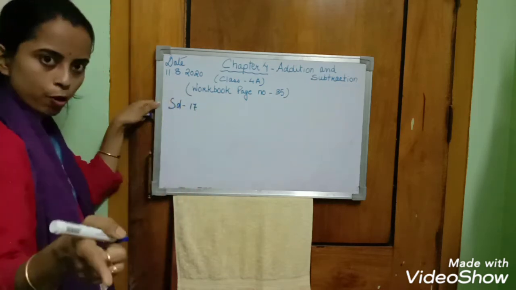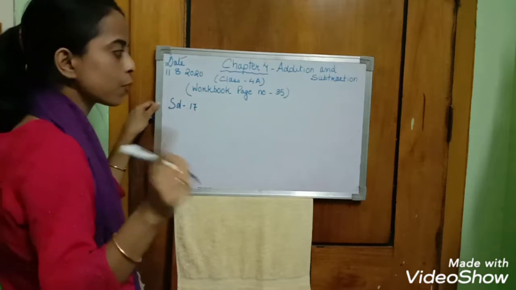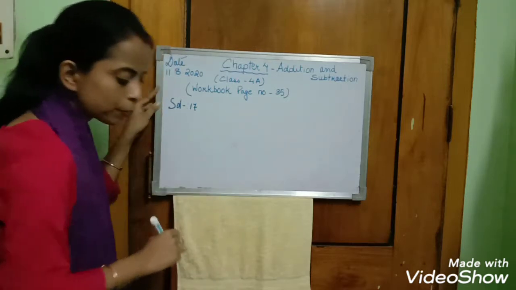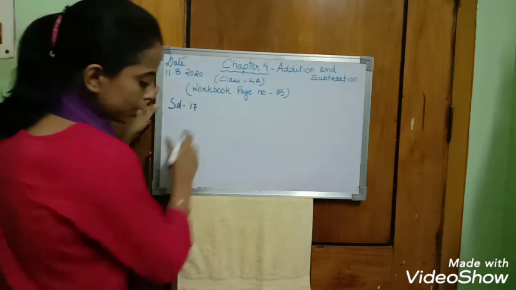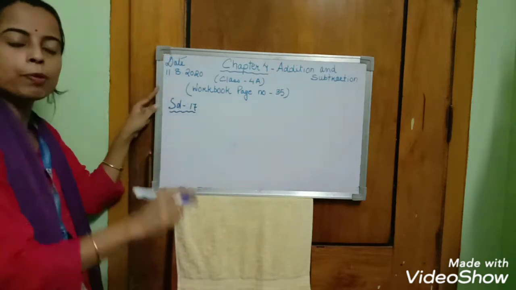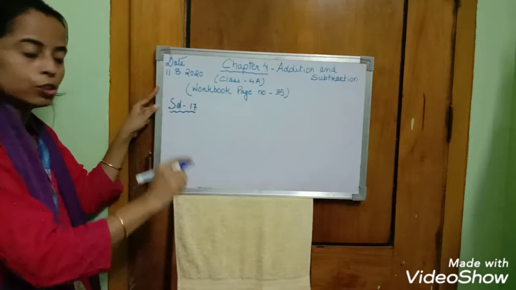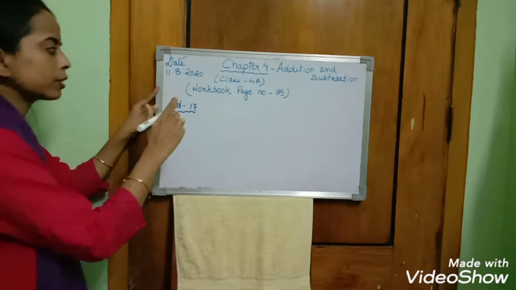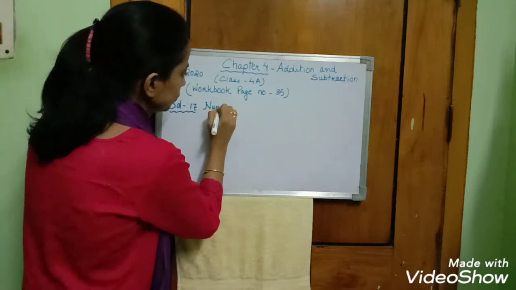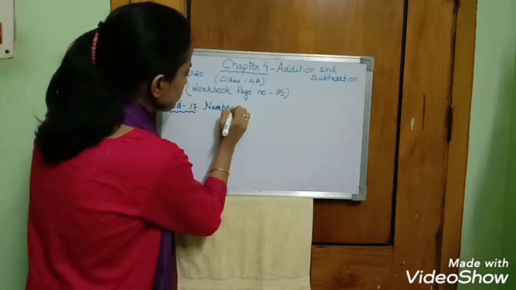So Raju was a boy. What was he doing? He was counting books in his school library. On day 1, how many books did he count? So how will you write? In word problems you have to write down the statement. Everyone please see. Number of books.